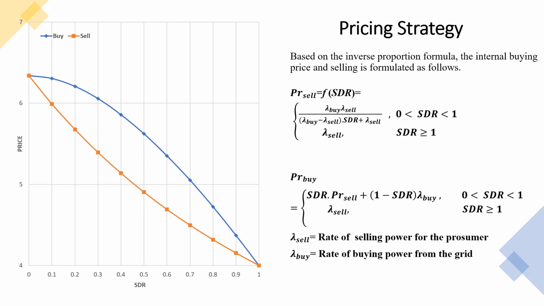This graph shows the relationship between the buying price and selling price. When the SDR is between 0 and 0.9, the buying price is a bit higher than the selling price, because at this moment the consumption is higher than the generation. That's why the customer has to buy the electricity at a bit higher rate. But as soon as the SDR reaches 1, both internal selling price and buying price become equal.